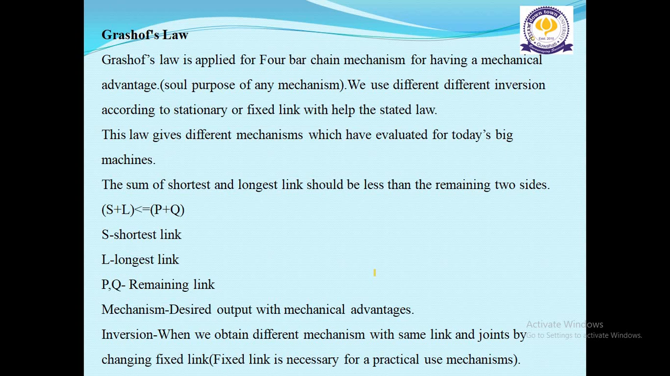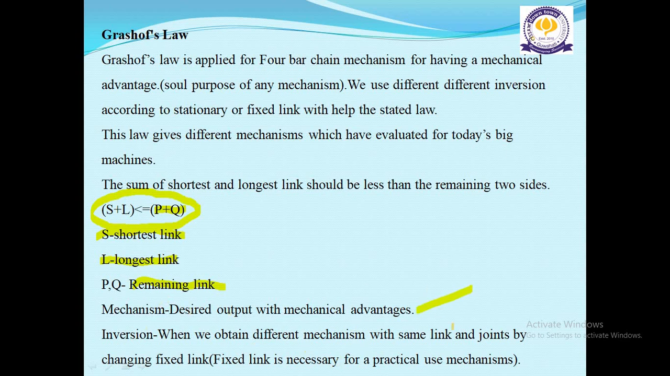The sum of the shortest and longest link should be less than the remaining two sides. So here you can see this formula: S plus L is less than or equal to P plus Q, where S is the shortest link, L is the longest link, and P and Q are the remaining links. So the mechanism desired here is the desired output with mechanical advantages.